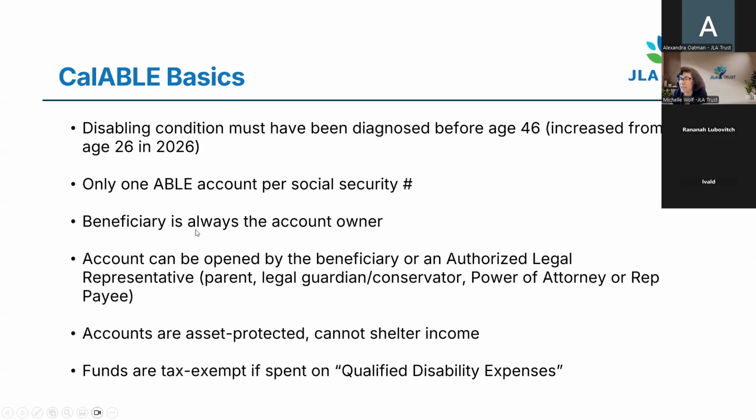The beneficiary is always the account owner. If the beneficiary is conserved, then the conservator will have the financial control. If the beneficiary is not conserved or under POA, then the beneficiary is going to be able to spend the money without anyone else's approval. There is no trustee involved with a CalAble account. So it can be opened by a parent if the beneficiary is a minor. It could also be opened by a conservator, power of attorney, or rep payee for Social Security payments. Accounts are asset protected, but not income protected.